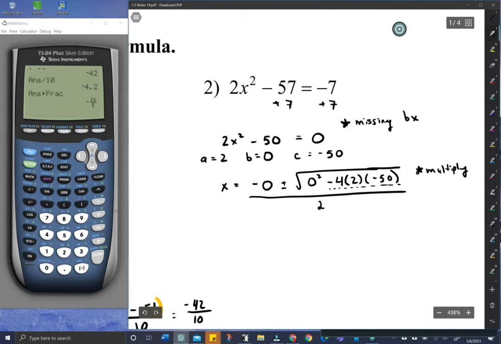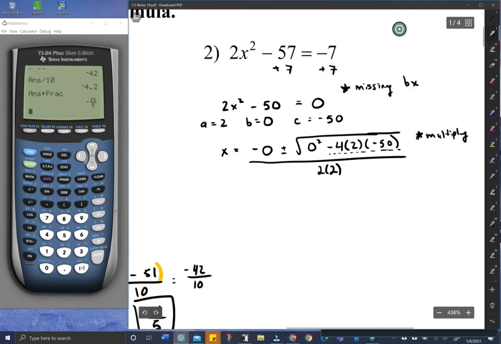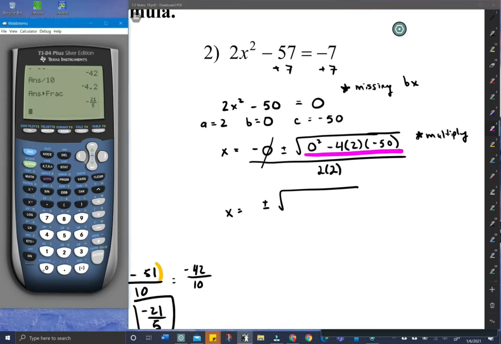With the zeros, it is a little funky, but it really doesn't throw too much off. So what we have, x equals, negative 0 is really nothing important. So plus or minus, still going to do this discriminant part in my calculator. You don't need to worry about 0 squared really, but 0 minus 4 times 2 times negative 50. And here we will get 400. And that's all over 4.